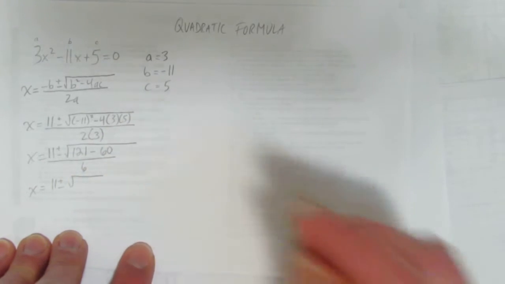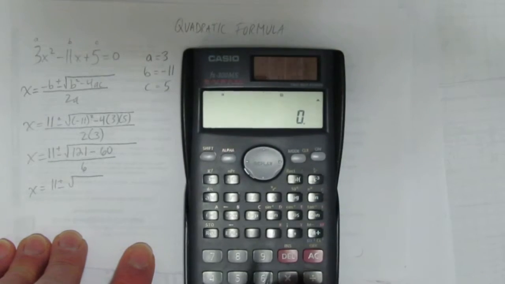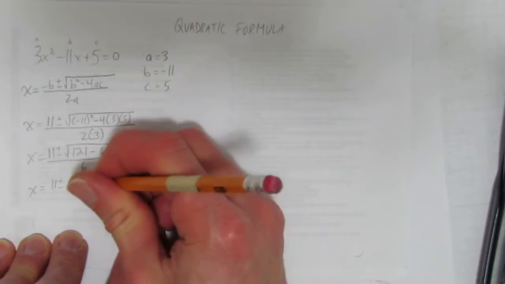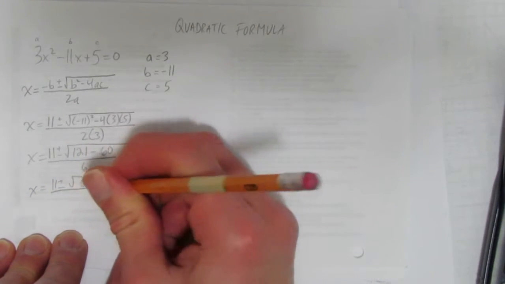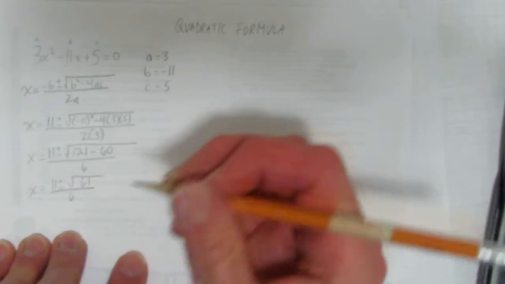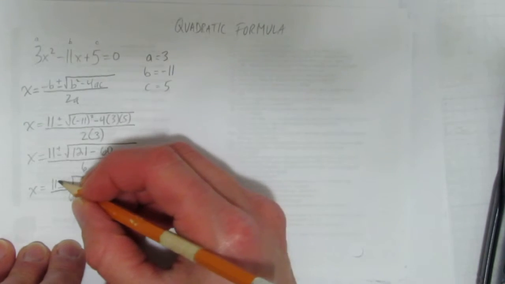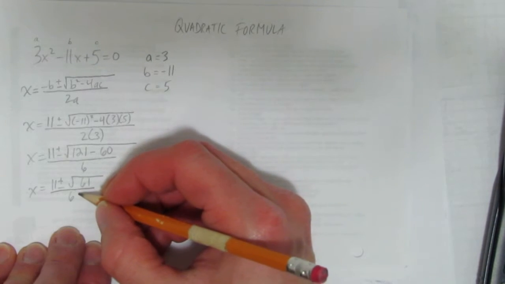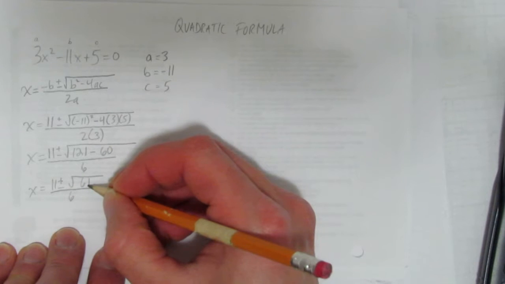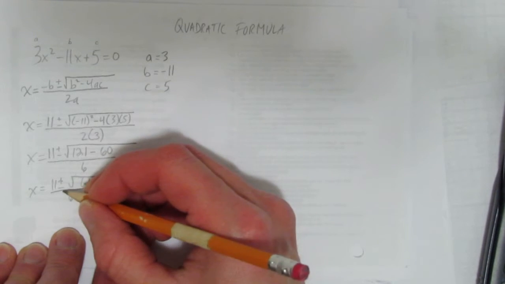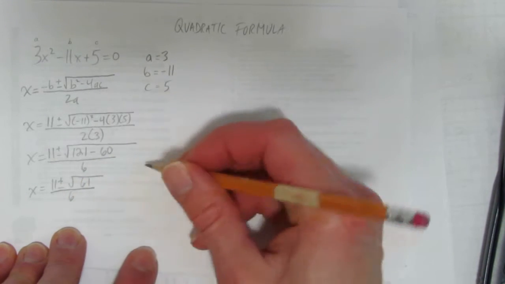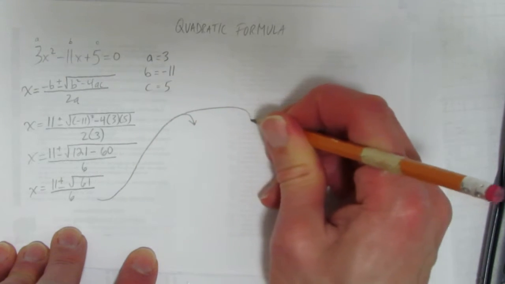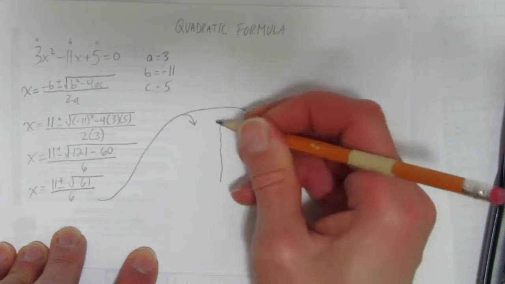11 plus or minus the square root. What's 121 take away 60? Don't need a calculator, but I am. 61. So it doesn't factor. Good. I chose one that you really needed to use the quadratic formula on. Divided by 6. Okay. Here's another point where sometimes students get confused, is what to do now. I'm going to have two possible answers. Either it's 11 plus square root of 61 over 6, or it's 11 minus square root of 61 over 6. So I'm going to separate that into two pieces, and I put arrows clearly telling the reader, there's two separate pieces here, I'm going to divide them into two.